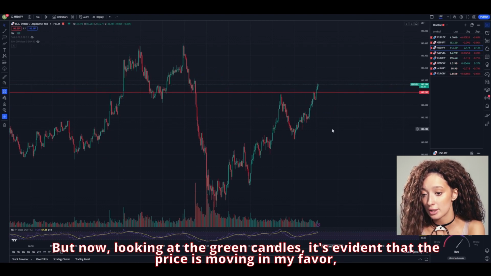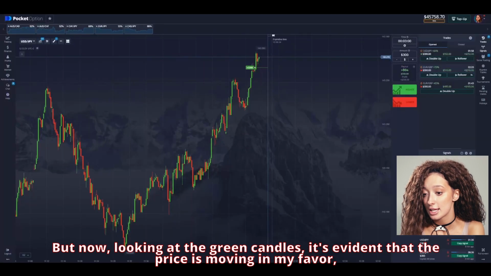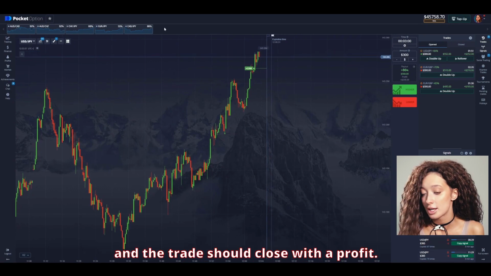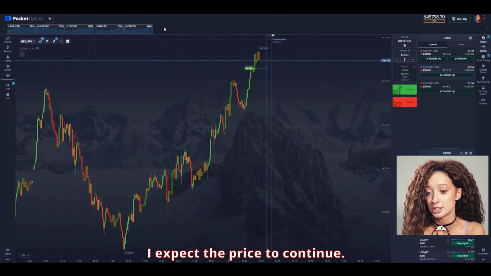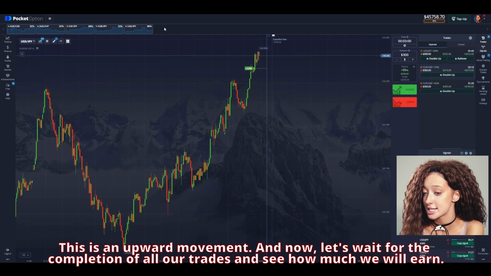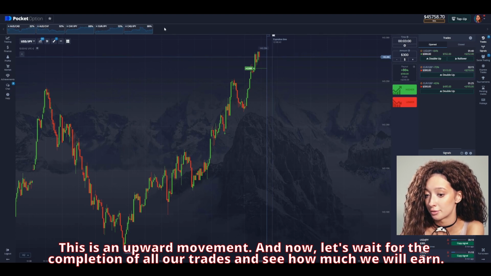But now, looking at the green candles, it's evident that the price is moving in my favor, and the trade should close with a profit. So, I expect the price to continue this upward movement. And now let's wait for the completion of all our trades and see how much we will earn.